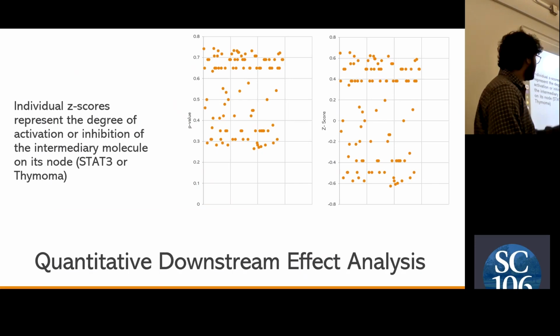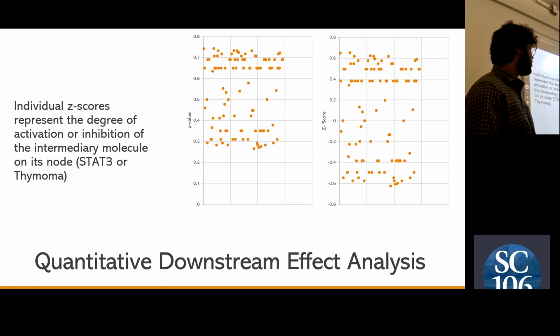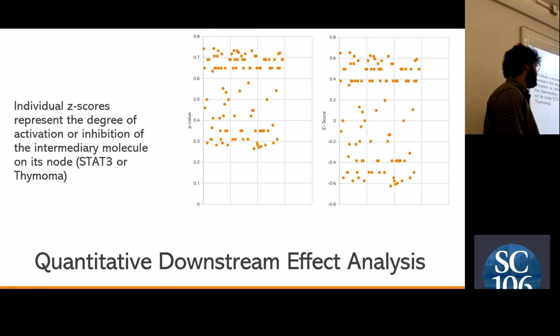So these are the individual molecules. Each dot represents an individual molecule. The value of the z-score represents the degree of activation, positive, or inhibition, negative, of the intermediary molecule on its node, either STAT3 or thymoma.